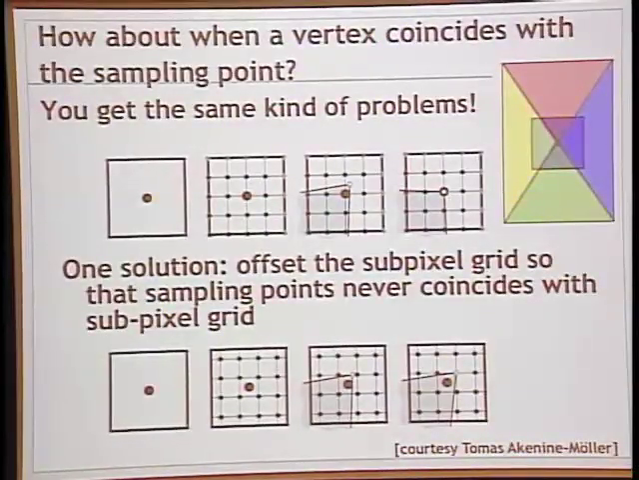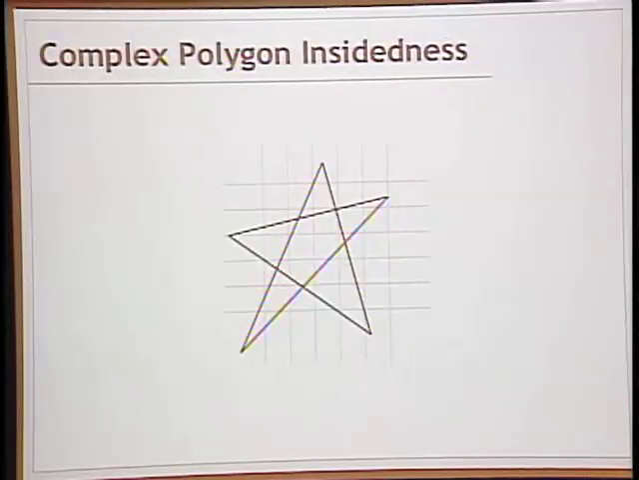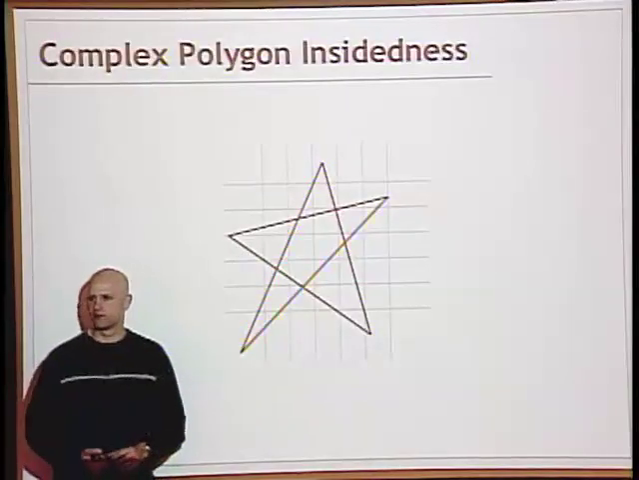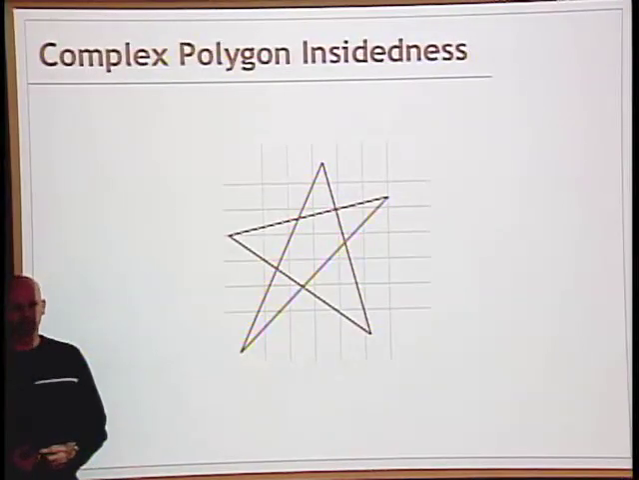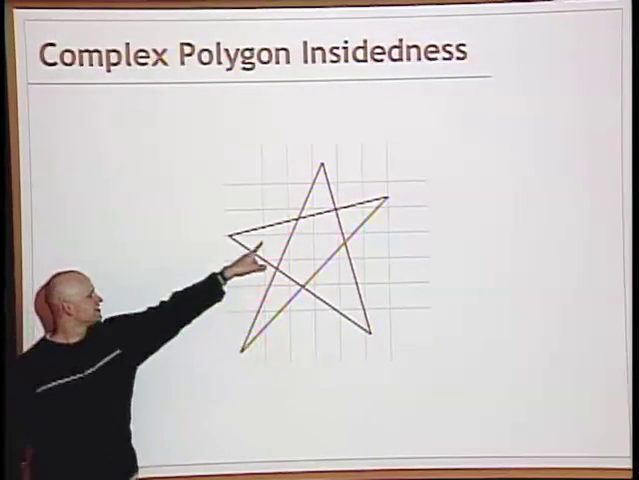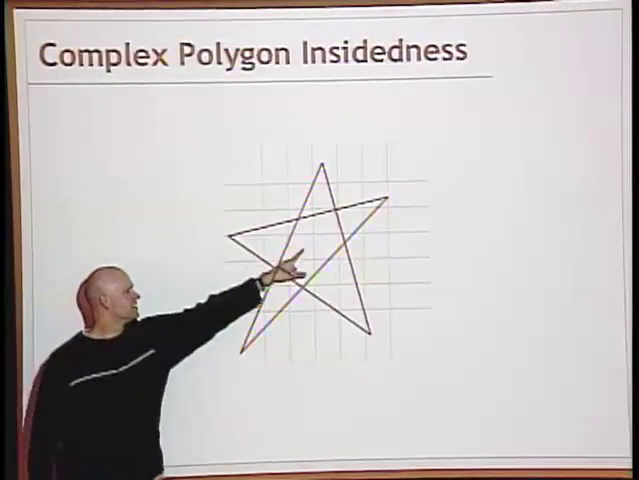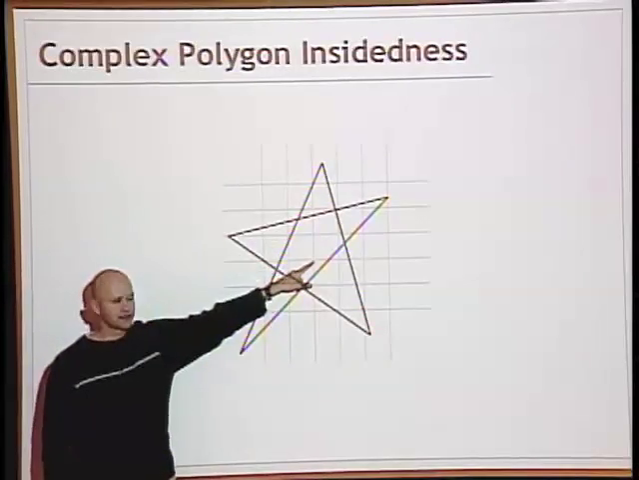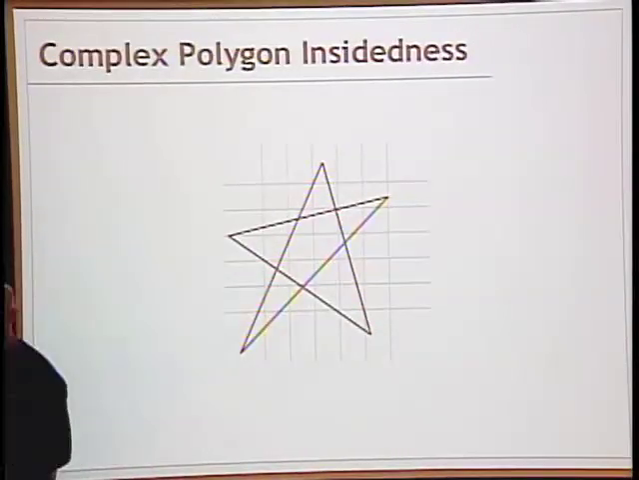Now, let's say I draw this guy. I draw a GL polygon. It's got five sides. I draw these five sides like this. What do I shade in? What's inside the polygon? Is this inside the polygon? Is this inside the polygon? Do I do that pixel? Do I do that pixel? Are they going to generate fragments there or not?